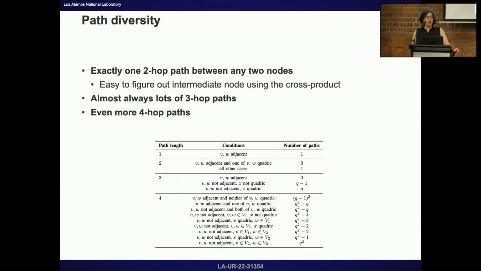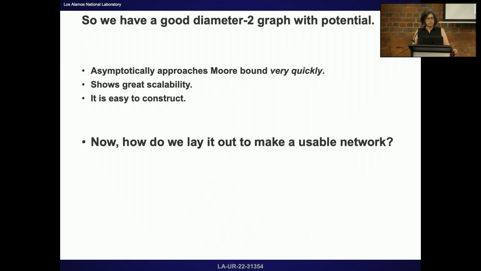There's a lot of it. It happens that for any two nodes, you only have one path of length 2. So there's not path diversity there. But you have a lot of paths of length 3 if one of them is not quadric and they're not adjacent. And you've got even more of length 4. It's going up, you've got q at length 3, q squared at length 4, et cetera. So you have path diversity as well. So a good diameter 2 graph, it's got potential. It shows good scalability, and it's easy to construct just via the dot products.